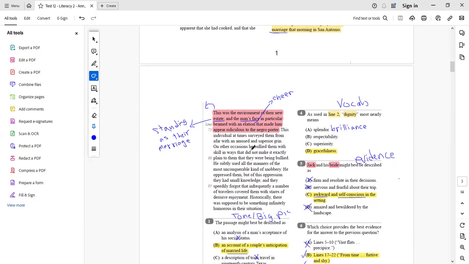On other occasions, he bullied them with a skill in ways that didn't make it exactly plain to them that they were being bullied. He subtly used all the manners of the most unconquerable kind of snobbery. He oppressed them, but of this oppression they had small knowledge, and they speedily forgot that infrequently a number of travelers covered them with stares of derisive enjoyment. Historically, there was supposed to be something infinitely humorous in their situation.